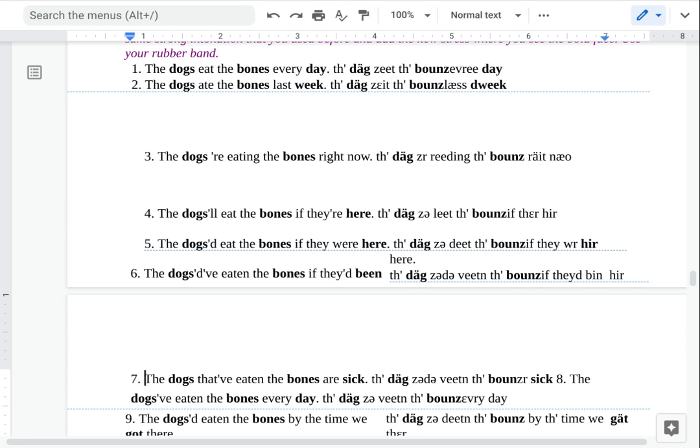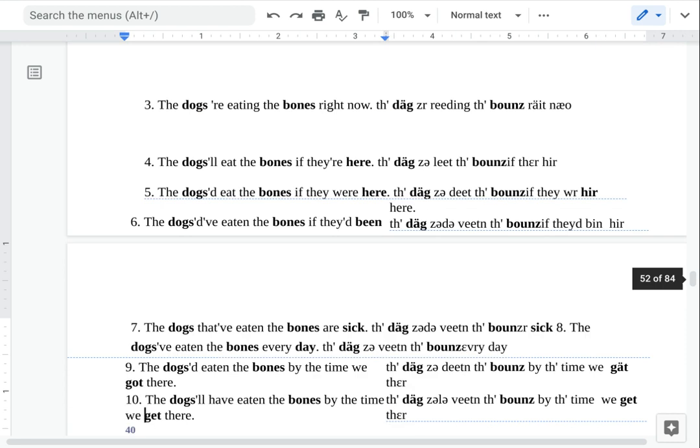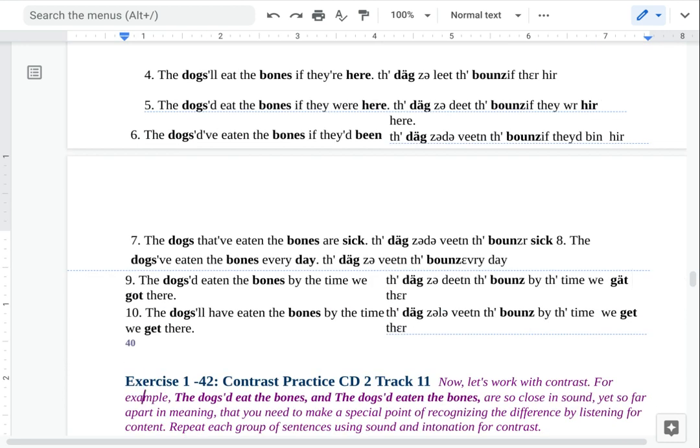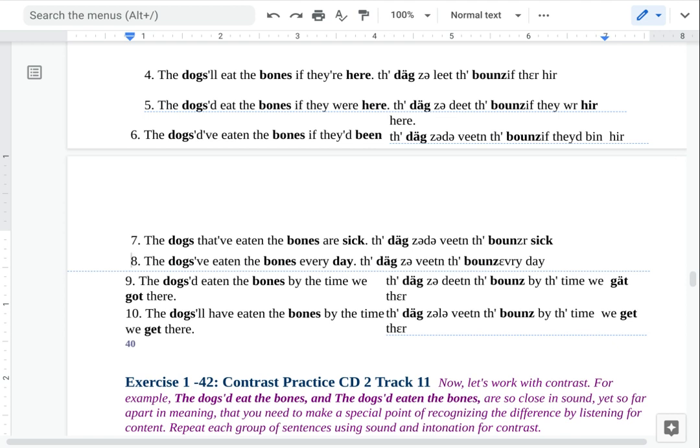7. The dogs that have eaten the bones are sick. 8. The dogs have eaten the bones every day. 9. The dogs had eaten the bones by the time we got there. 10. The dogs will have eaten the bones by the time we get there.